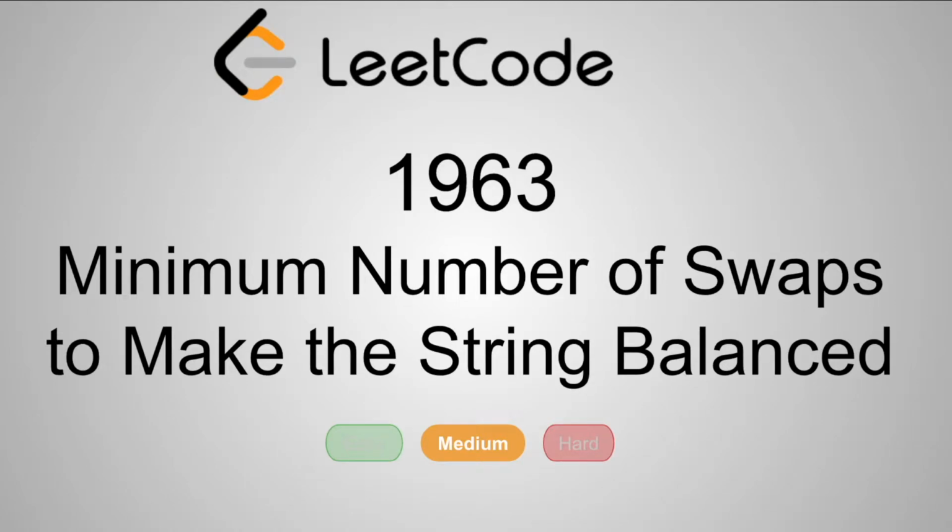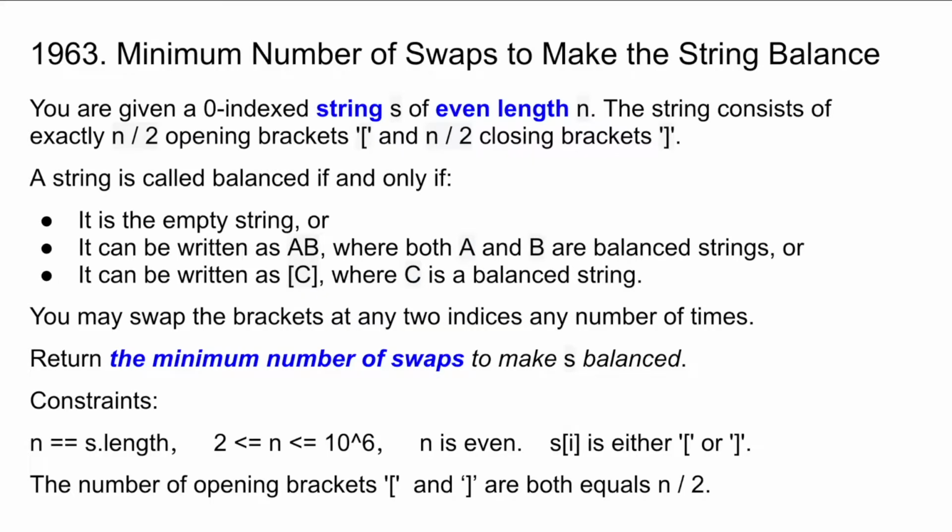Hello everyone, this is a LeetCode problem, minimum number of swaps to make the string balanced. You're given a string of even length. The string consists of exactly half opening brackets and half closing brackets.